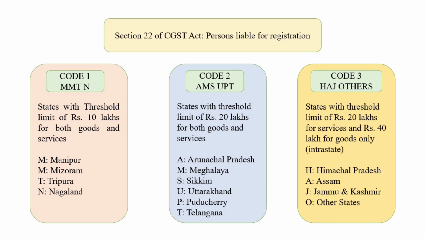And MMTN means: first M means Manipur, second M means Mizoram, T means Tripura, and N means Nagaland. So very simple code MMTN. So if a person falls in this code, he is liable for registration if his aggregate turnover crosses the limit of 10 lakh. Code 2 AMS UPT.